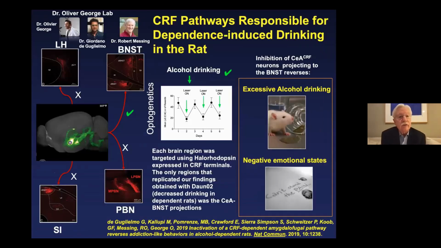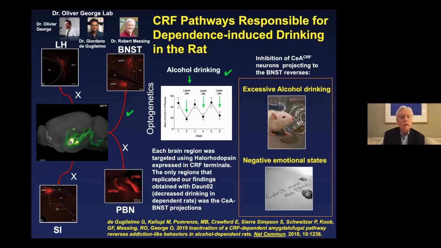And in a whole series of elegant studies, Dr. Olivier George, in collaboration with Dr. Giordano de Guglielmo and Dr. Robert Messing, have been able to use a very special rat that expresses CRF-Cre in the central nucleus of the amygdala and the bed nucleus of the stria terminalis. And they've been able to use halorhodopsin to suppress the release of CRF in these CRF-Cre animals.